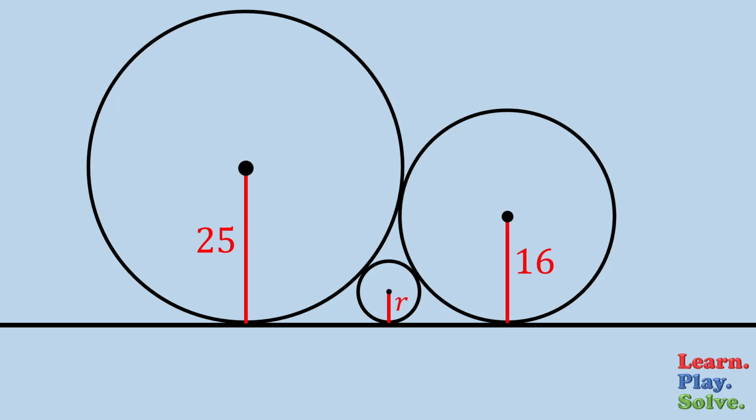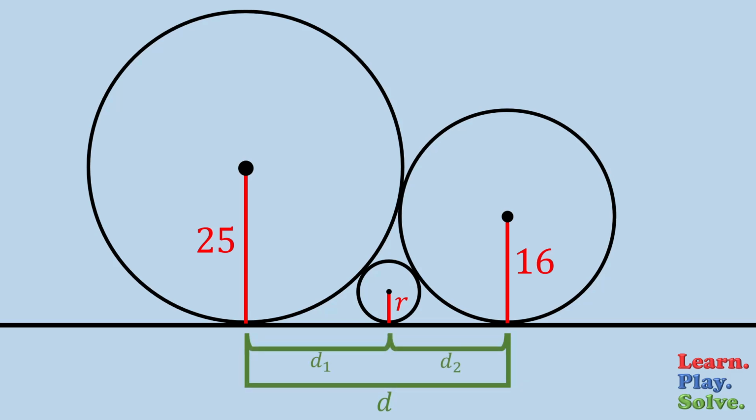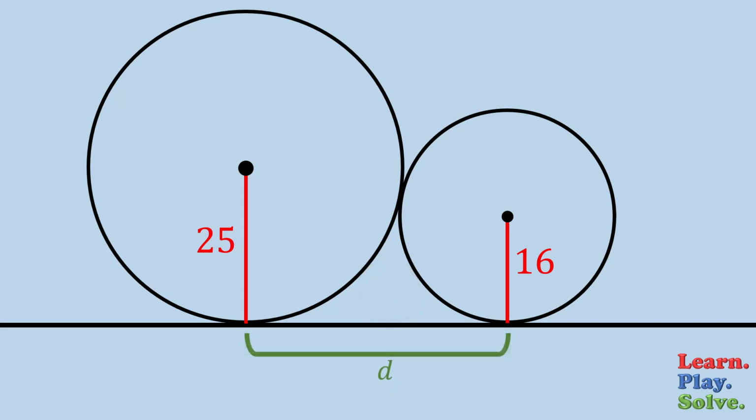in the middle. To solve this problem, we can start by recognizing that on the horizontal tangent, the distance between the larger two circles, let's call it d, is the sum of the distances between them and the small circle, d1 and d2. The first thing we'll do is find d. And let's generalize this situation for any two circles so that we don't have to repeat this process later on.